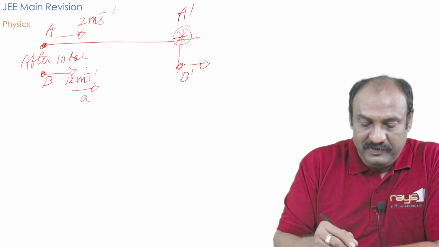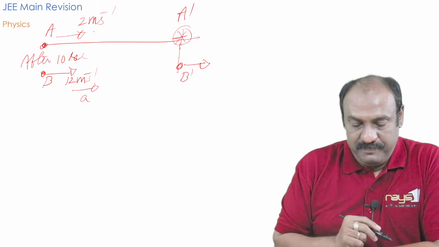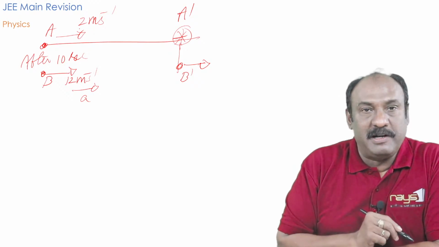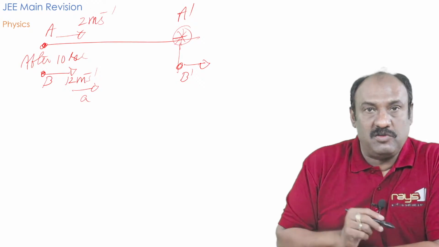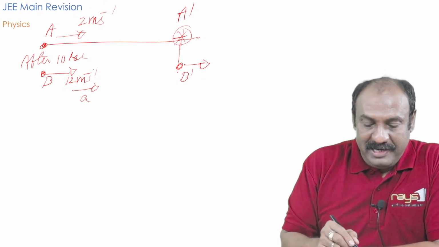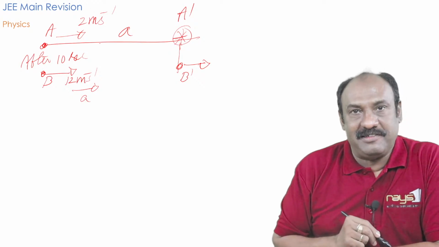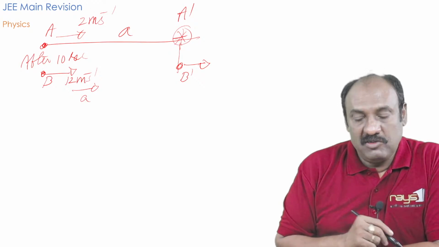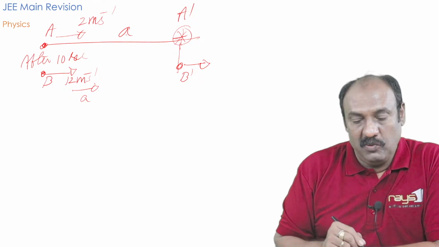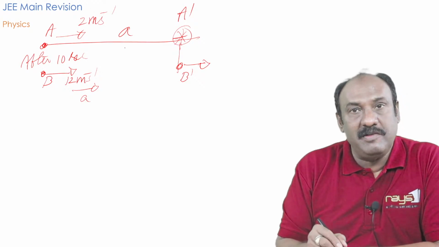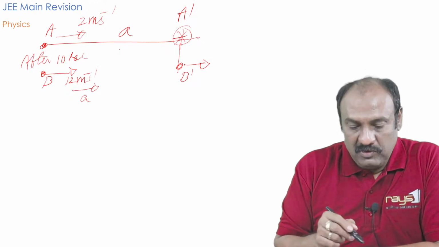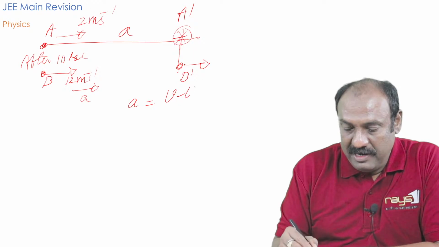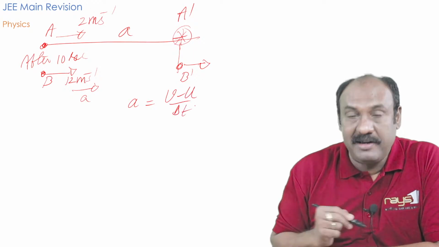In this case, with what relative velocity will B move with respect to A? So 12 minus 2. In the given time interval, both are moving with same acceleration, so relative acceleration is 0. With what acceleration it moves, it will be same for both. So in this case, acceleration of this body is equal to V minus U by given time interval delta t.